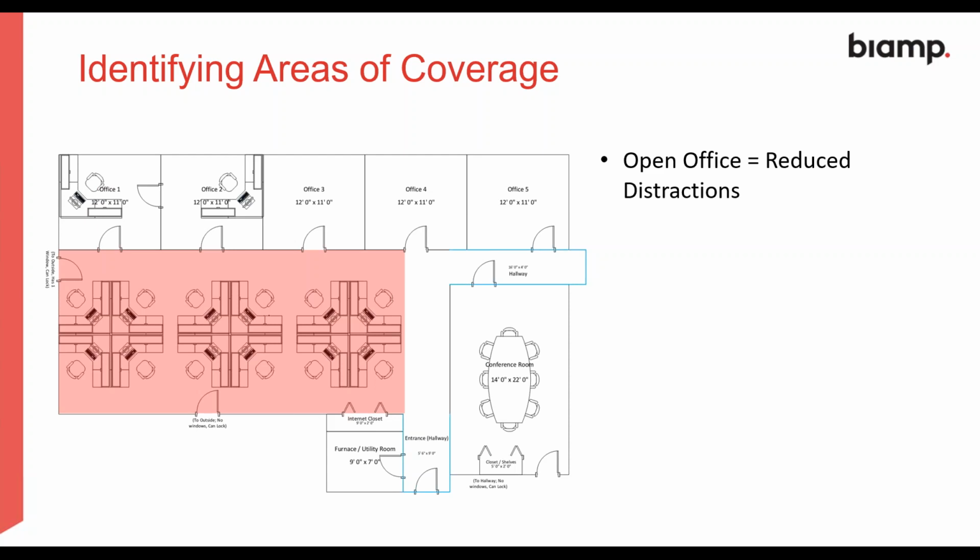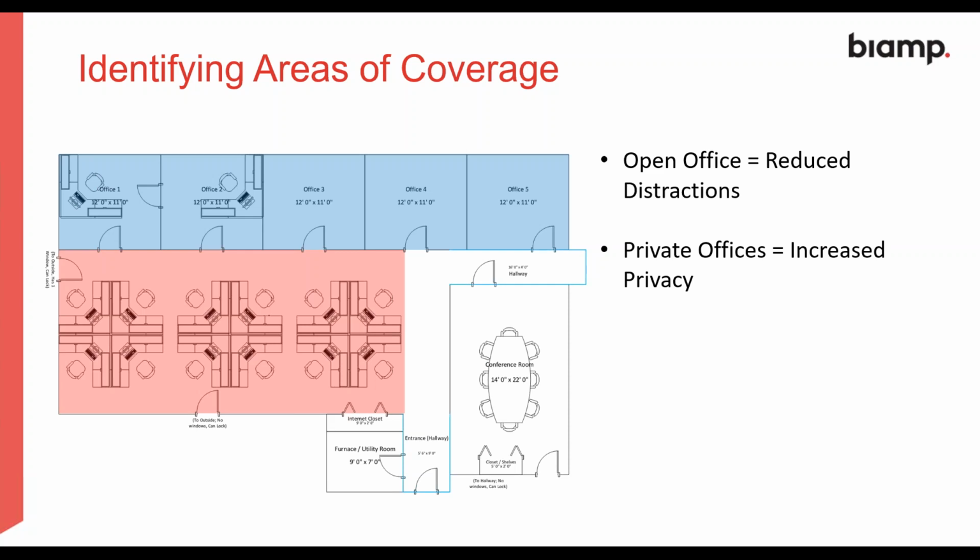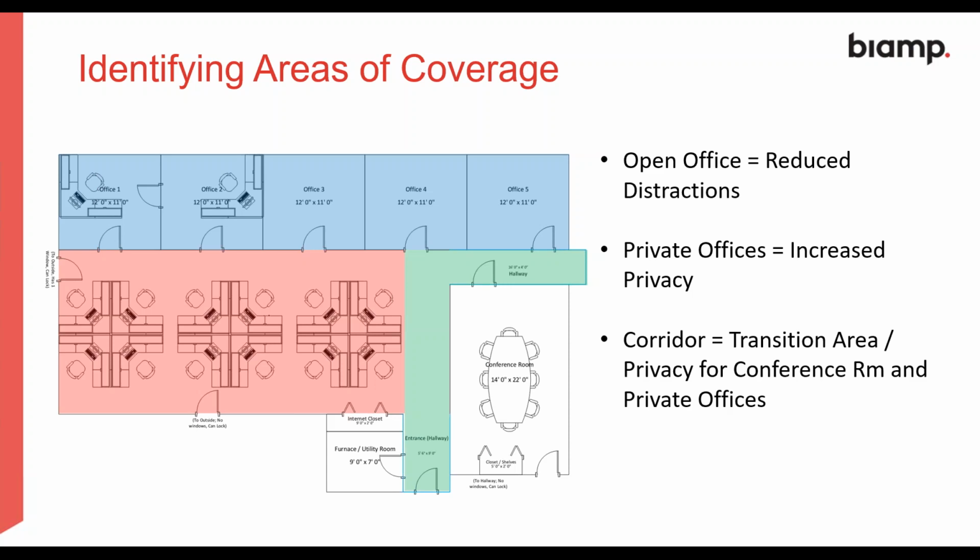we will have an open office area. And in the open office area, they will be looking for reduced distractions. We will also possibly have some private offices, which are all of a similar size and acoustic property. So we look at those. We also look at a corridor or transition area where there will be a way through.